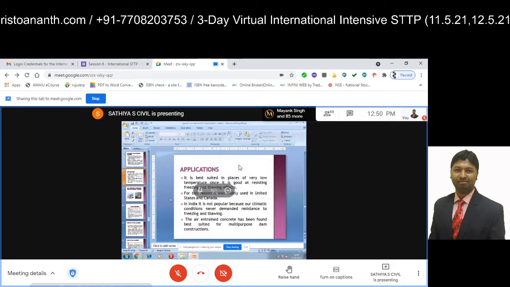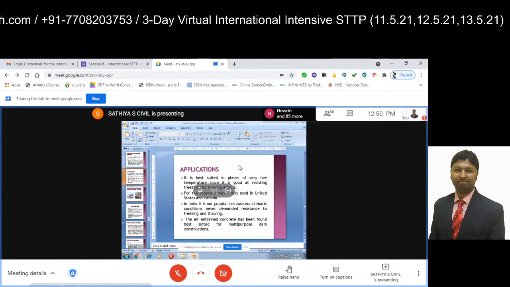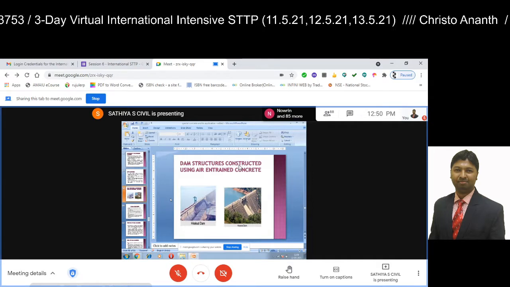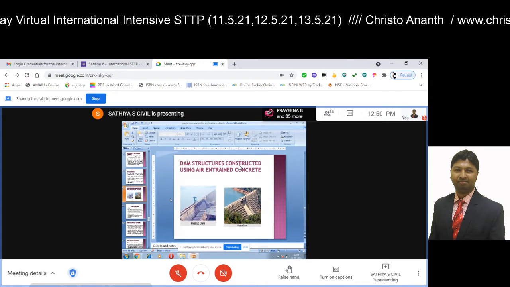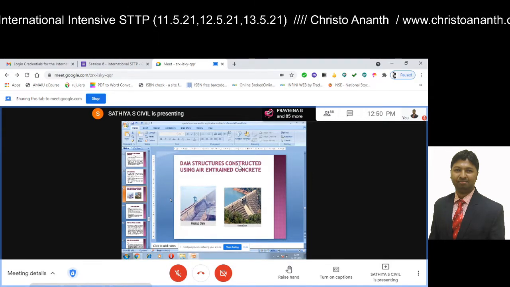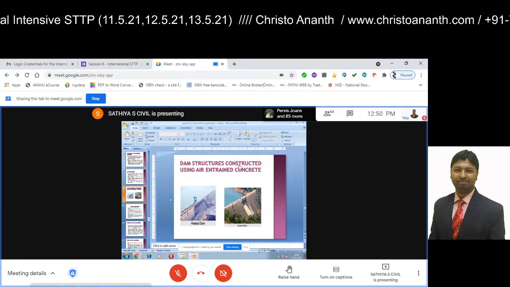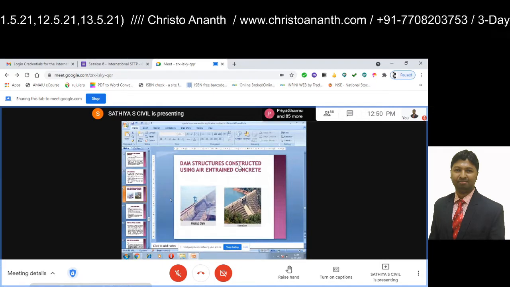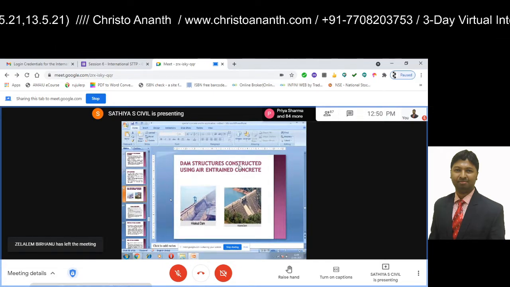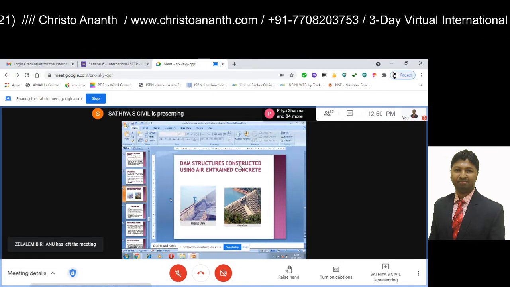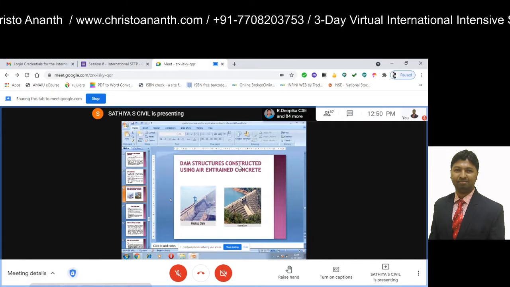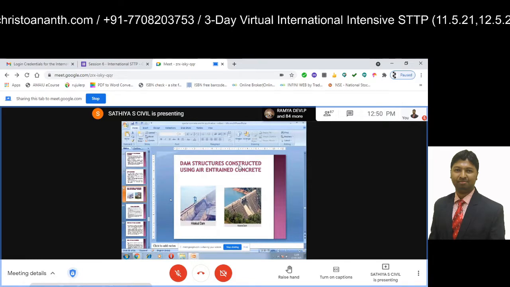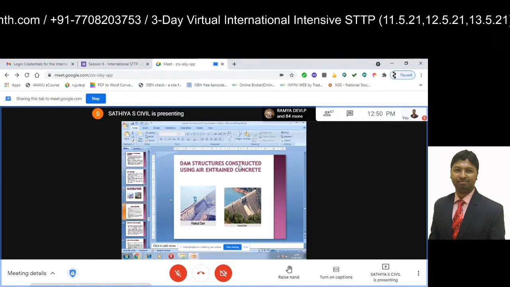The air entrained concrete has been found best suited for multi-purpose dam construction. The dam structures constructed using air entrained concrete are Hirakud Dam and Koyna Dam. These two dams are situated in India. Hirakud Dam is present in Odisha and Koyna Dam is present in Maharashtra. These are the best examples for dams constructed using air entrained concrete.